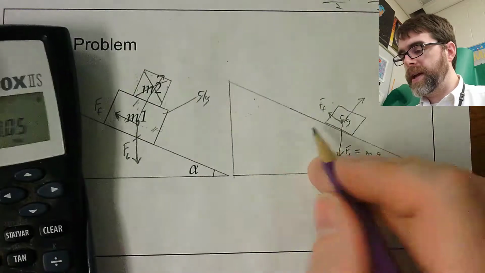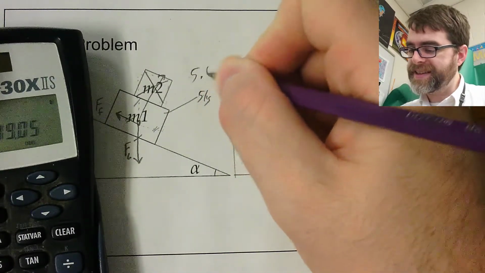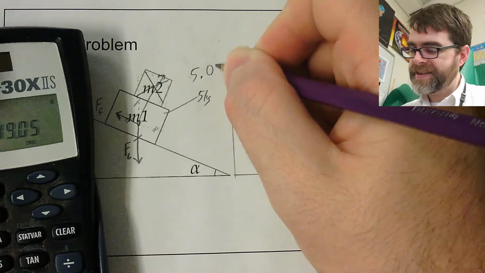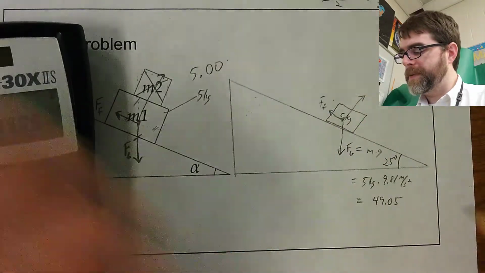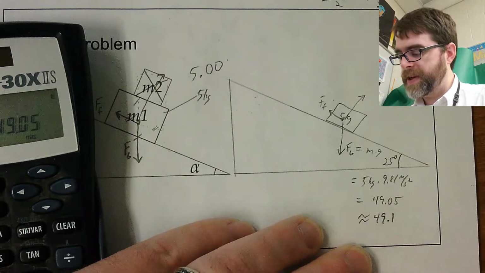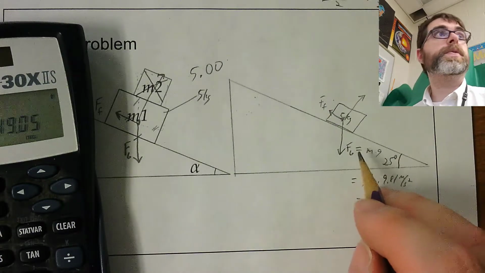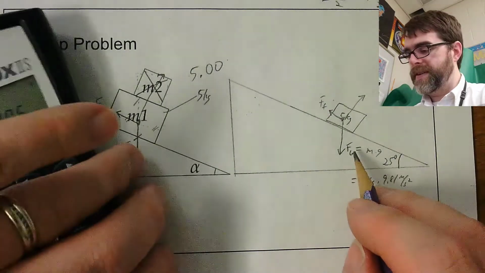49.05, and you know what? I didn't do a good job with sig figs here, so let's pretend for a moment that this is 3 sig figs, and we'll call it 49.1 newtons. So that's our force due to gravity here.